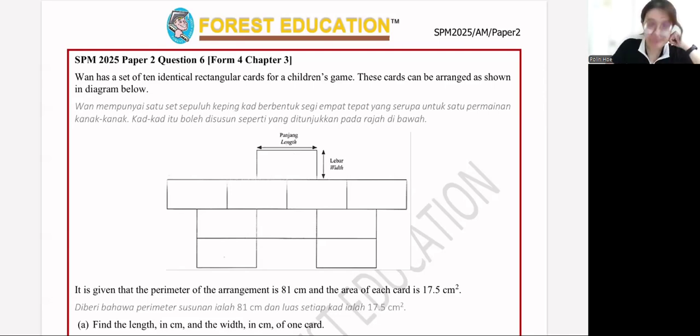But SPM, anything can happen. So don't spot questions. Back to Form 4 Chapter 3. Here, one has a set of 10 identical rectangle cards for a children's game. These cards can be arranged as shown in the diagram below. Don't be scared when you see the word cards because you think it's a permutation. For those in Form 5, you should know permutation and combination. It's not that, it's simultaneous equations only.